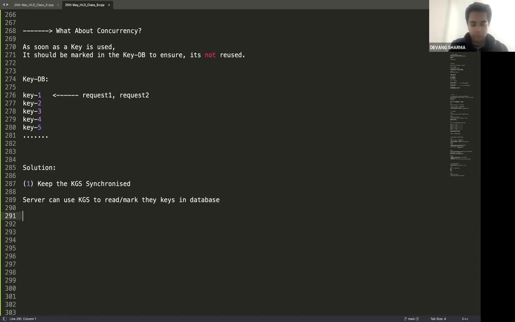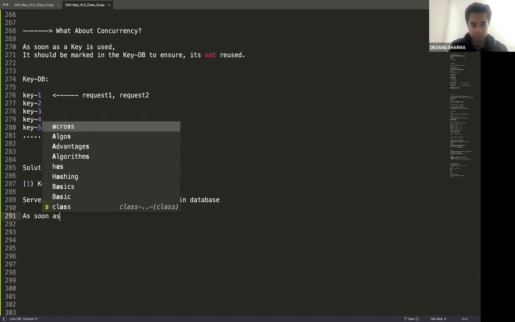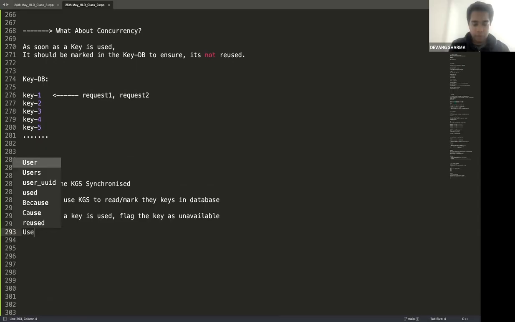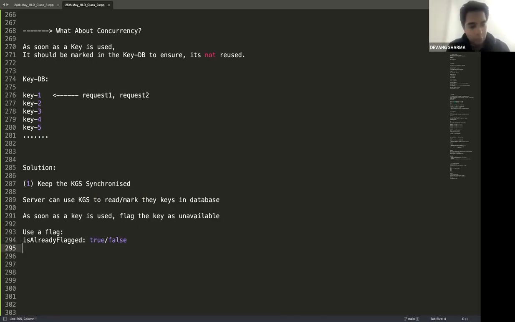What does that mean? As soon as a key is used, and this is the non-currency case I'm talking about, as soon as a key is used, let's say the request key 1 is used, we need to mark somehow, flag the key as unavailable. Either you can use a flag like this, is already flagged, and make it as true or false. Okay.